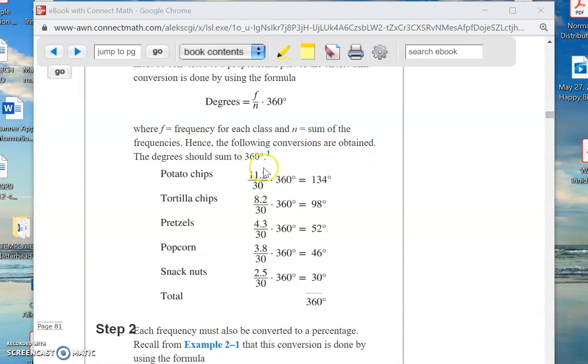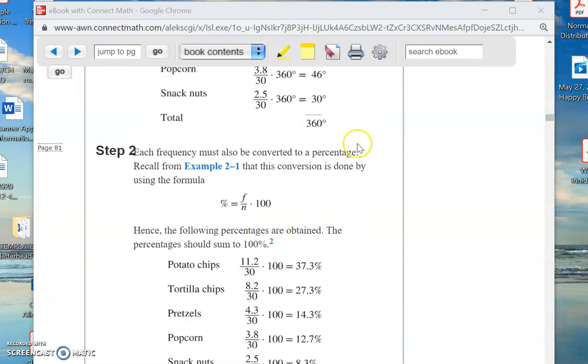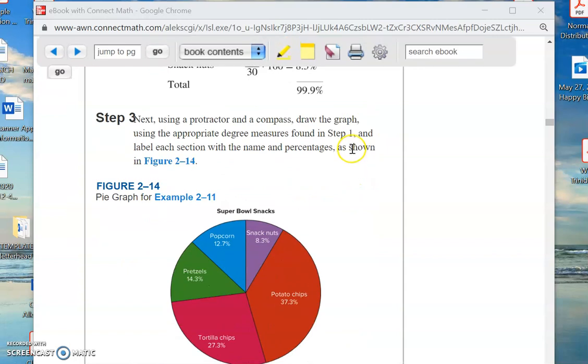So this is the fractional part of the circle that belongs to potato chips. So that's 0.373 times 360 degrees. That gives you 134 degrees, roughly speaking. He did some round off, okay? So it's very, very straightforward, I think, but you got to do a couple of them.